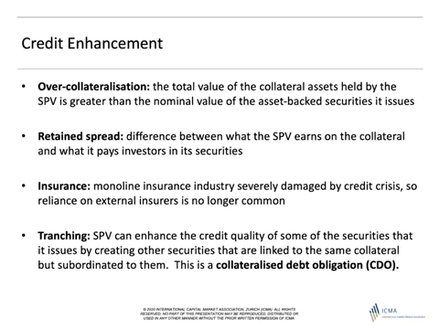Finally, the SPV can enhance the credit quality of some of the securities that it issues by creating other securities within the same securitization that are linked to the same collateral pool but are subordinated to them. This so-called tranching is what underlies the creation of the collateralized debt obligations, or CDOs, that we described briefly earlier in the module.